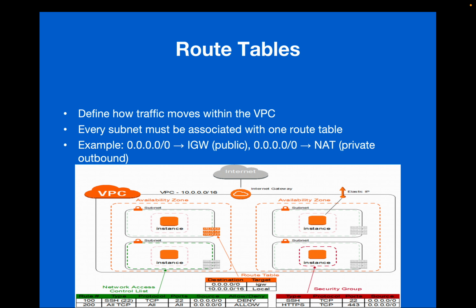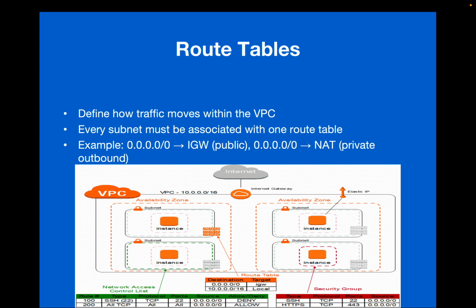Route tables, as we discussed, are basically deciding how traffic moves to the IPs. So if you check this image, you can see this is a VPC. The VPC is divided into different subnets, and then there is a route table. A route table is nothing but a table of entries. In the route table, you simply enter the destination and the target.